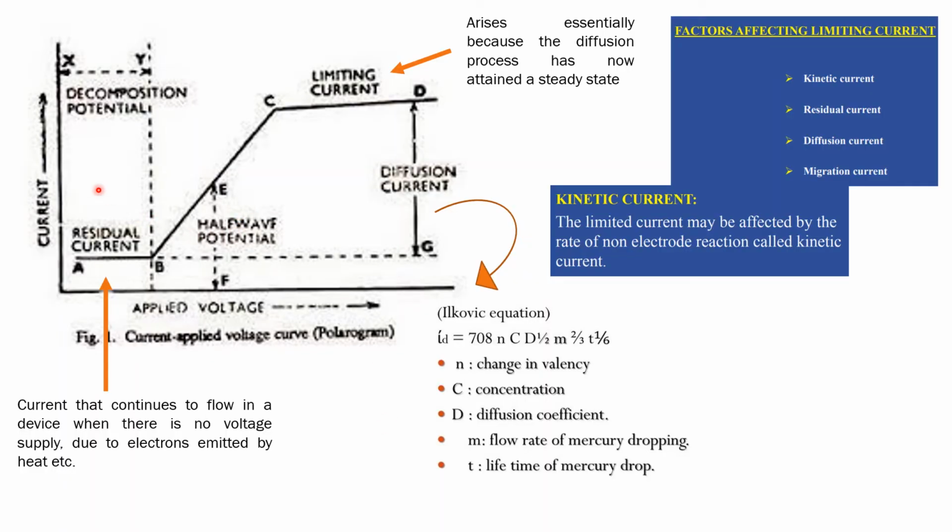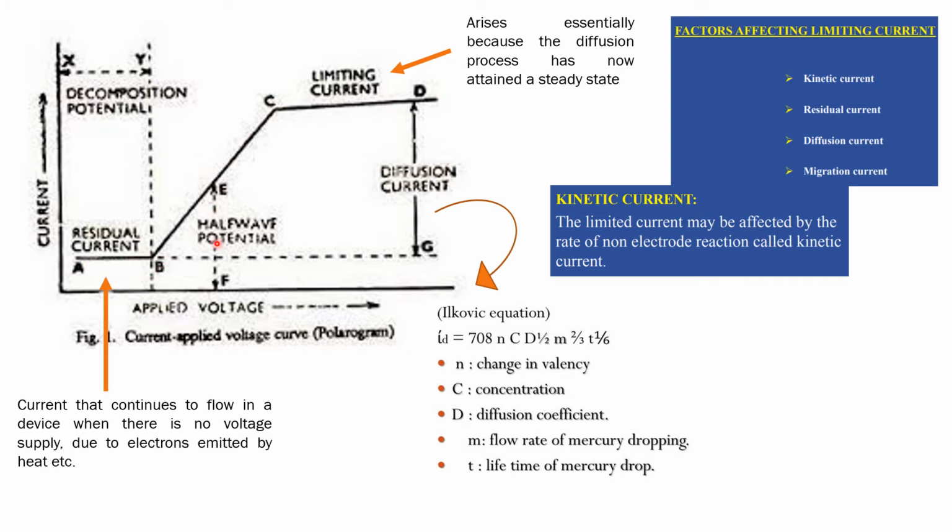Now coming to the graph that we obtain as a result of a polarographic experiment, that is known as the polarogram. This is the graph that we obtain. It is a plot of current, in particular diffusion current, which you have to determine from the graph. The y-axis is current and the x-axis is applied voltage. When you carry out a polarographic experiment, you get an S-shaped curve. This curve is somewhat S-shaped.